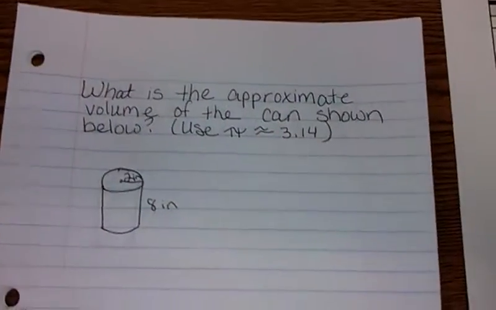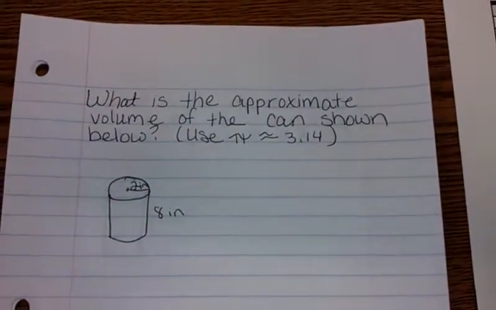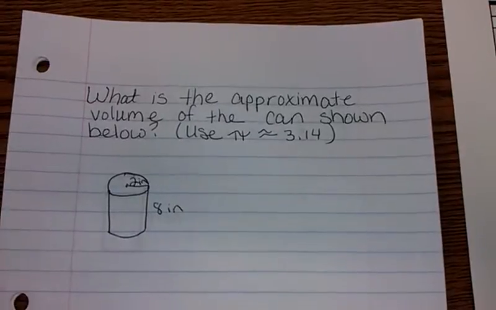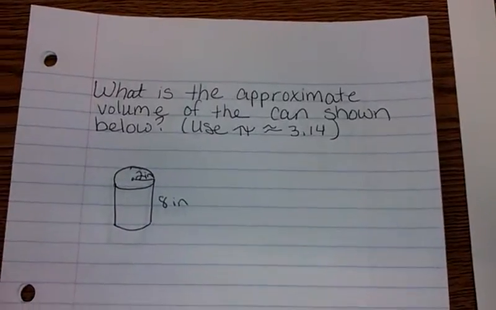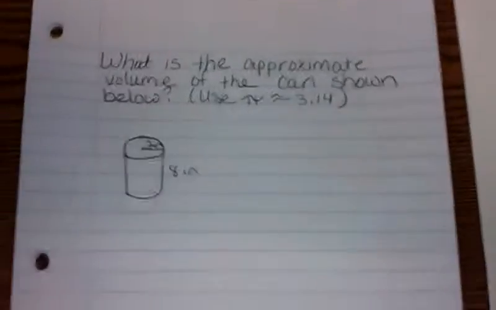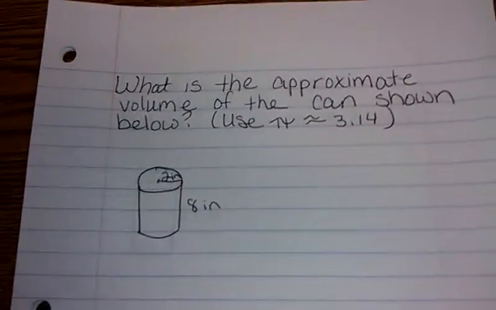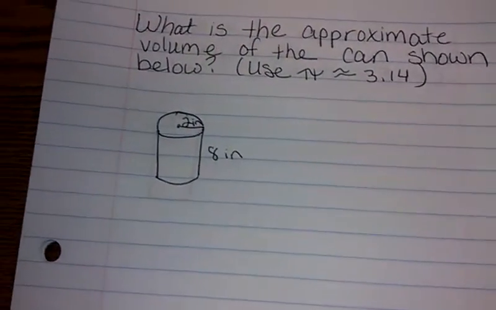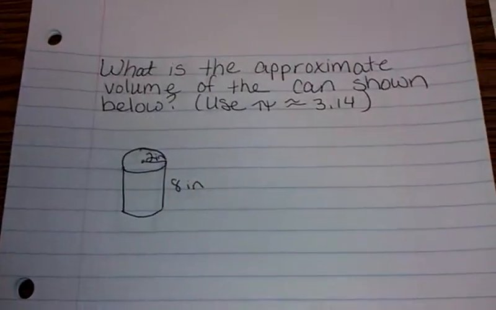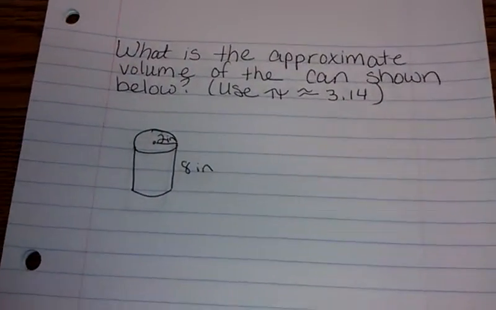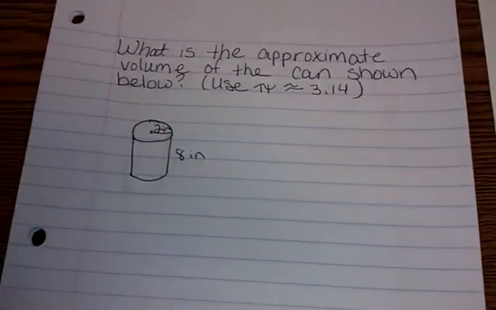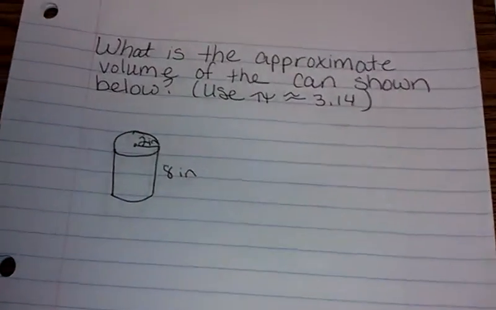The very first one, I would pause the video and see how you do. It says, what is the approximate volume of the can shown below? Use 3.14 for pi. The first thing you need to do is go and look in your formula chart. First off, what shape are we dealing with? We're dealing with a cylinder.